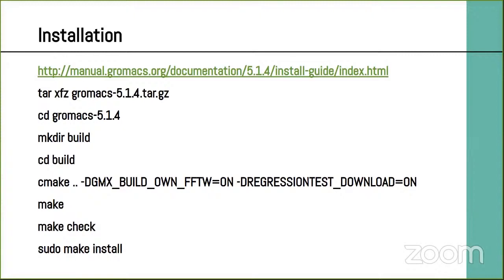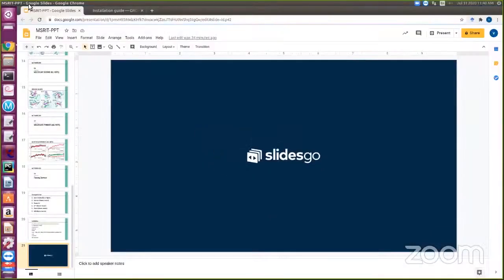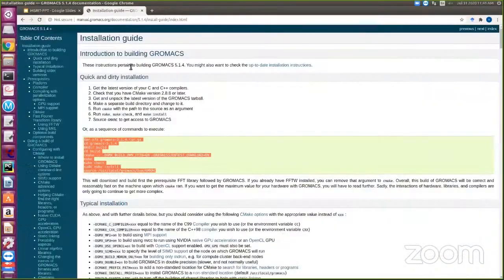It will install from your internet. An internet connection is required. Once it is installed, type make and make check and sudo make install. That much. So once you install, it is ready for running. But I'm not going to install GROMACS now. I'm going to perform a simulation now. That means I'm going to perform these things.